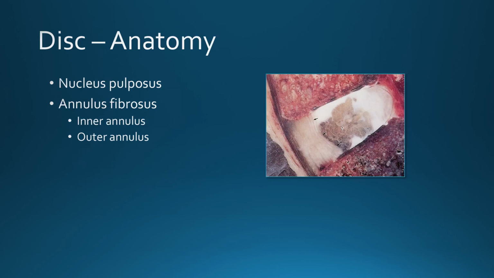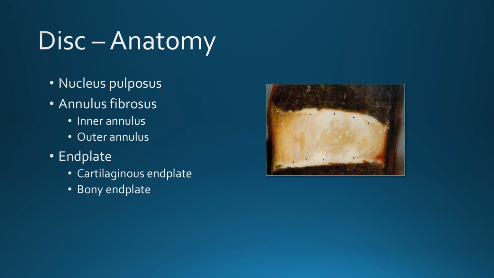So just to start off with anatomy, this is the lumbar spine. The disc is composed of the nucleus pulposus in the center and the surrounding annulus fibrosus. The annulus has an inner and outer portion, which are somewhat different in consistency. The endplate has a cartilaginous component as well as the bony component. So there's a hyaline cartilage along the bony endplate.